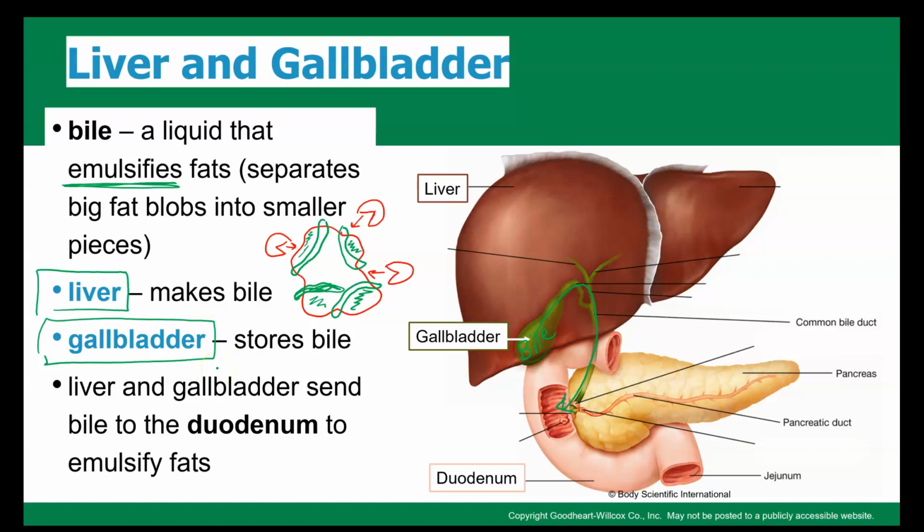So then when you eat a fatty meal, it's going to be released from the gallbladder into the duodenum. So specifically, in order to get that bile into the digestive system to work on those lipids, the liver and gallbladder send that bile through this duct right here called the common bile duct, and that's how the bile gets into the duodenum. Okay, so bile enters the duodenum via the common bile duct.